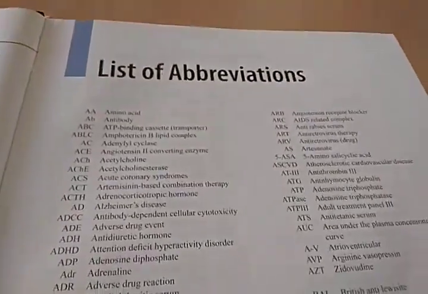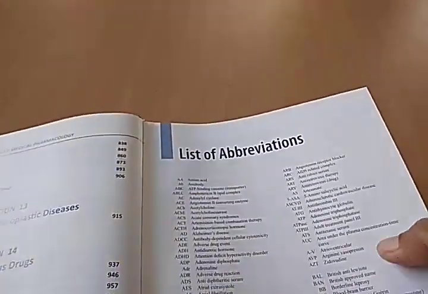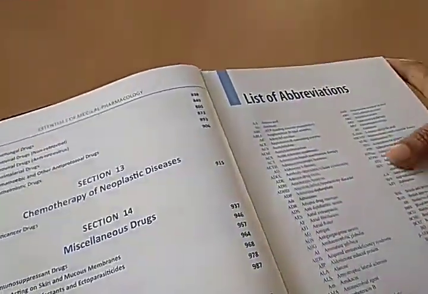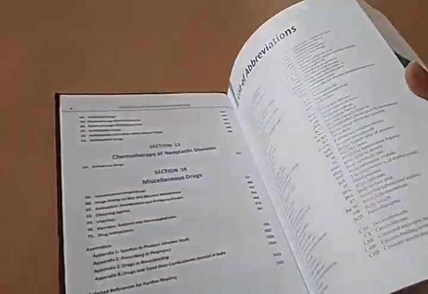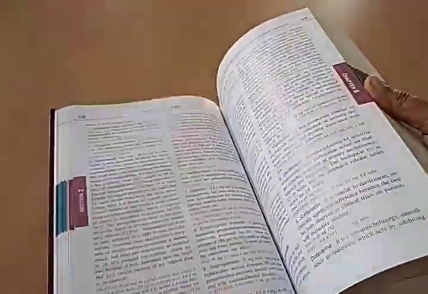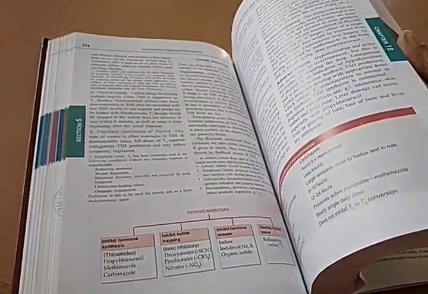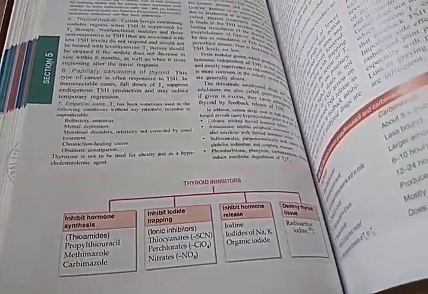So many drugs. Okay, list of abbreviations. I think before that you would want to look at this book as a whole, right? Wait, let's flip the pages. All the mechanisms of drug action, and all the classification of drugs. These are the thyroid inhibitors, okay?